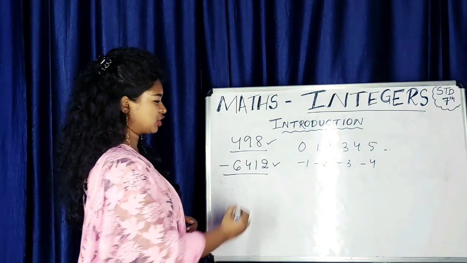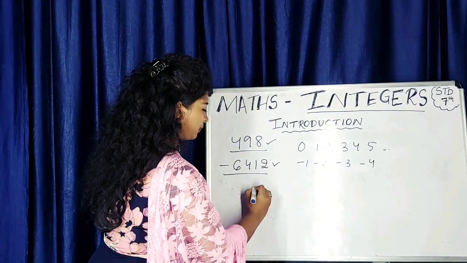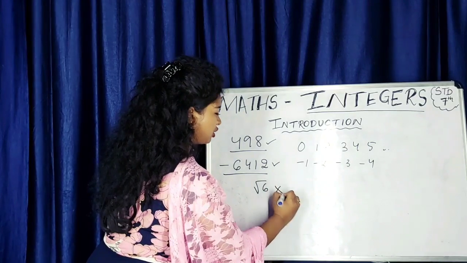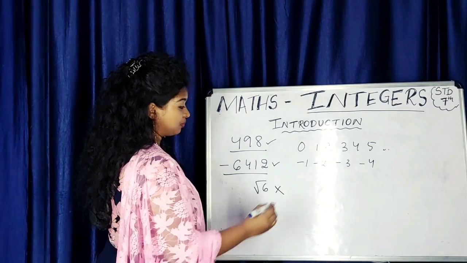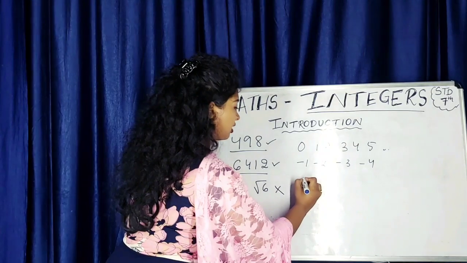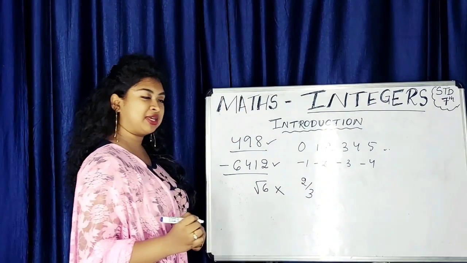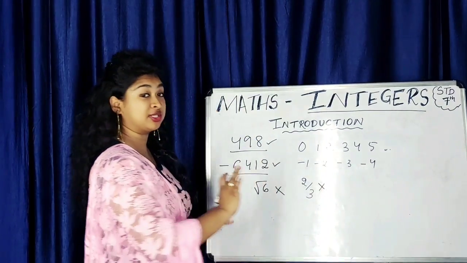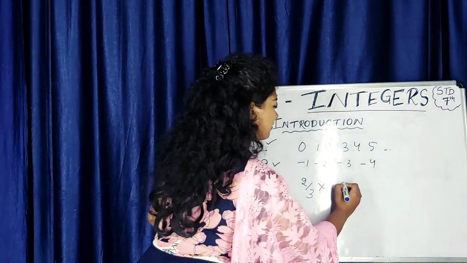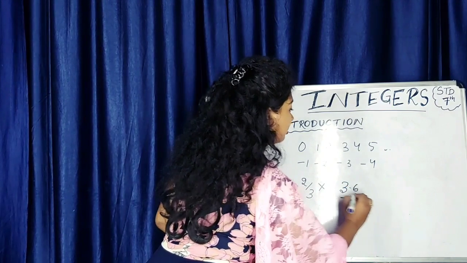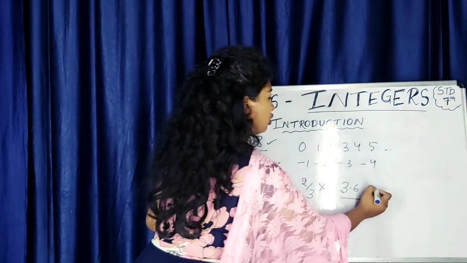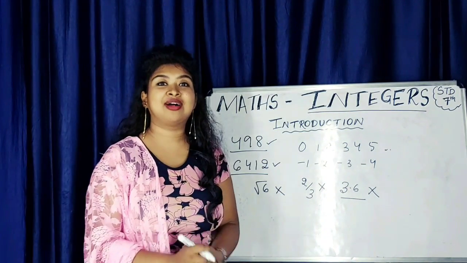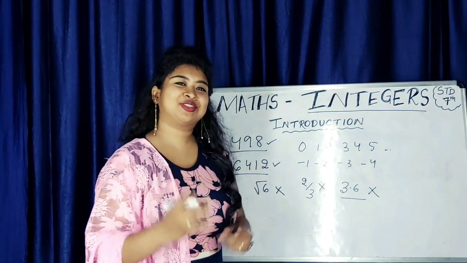Then आप लोग को ये लग सकता है, चलो I am going to give you another example. For example, √6. Is this an integer? No, this is not an integer. Then you may also have a question, is 2 by 3, is it an integer? No, it is not an integer, it is a fraction. So you may have a question 3.6. These are a decimal number, so these are not an integer. Okay? So now we have understood what are integers and what are not integers. So let's go to the next topic.